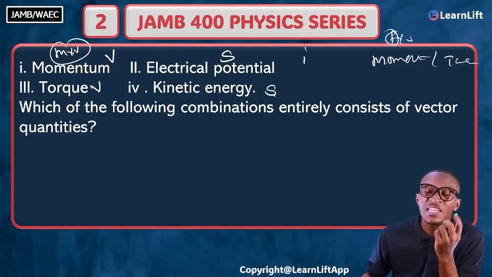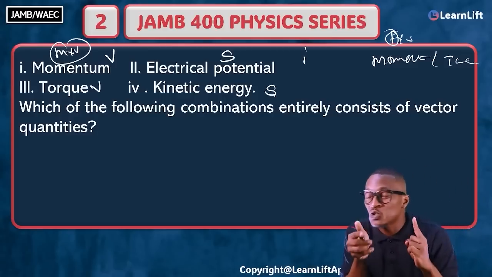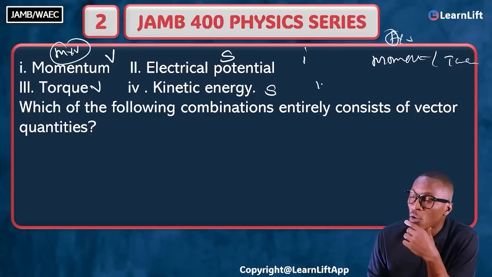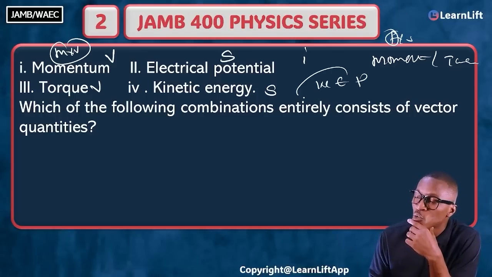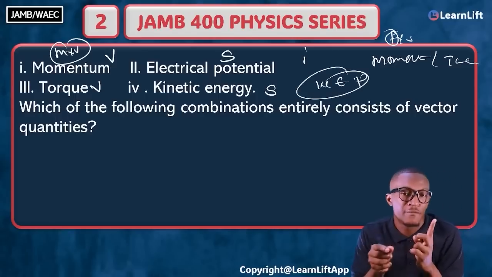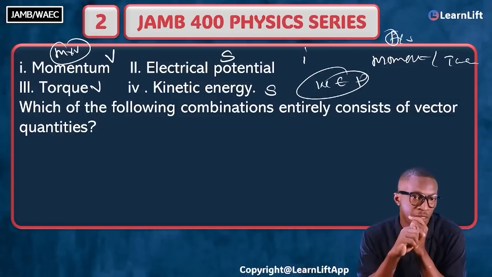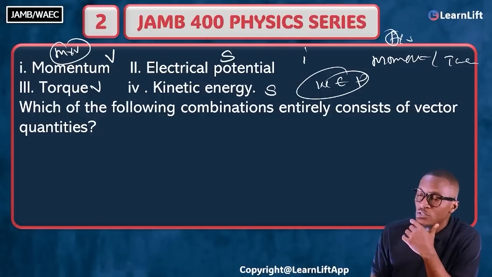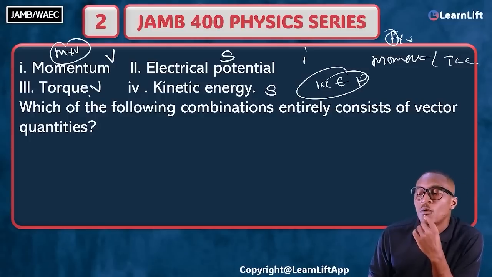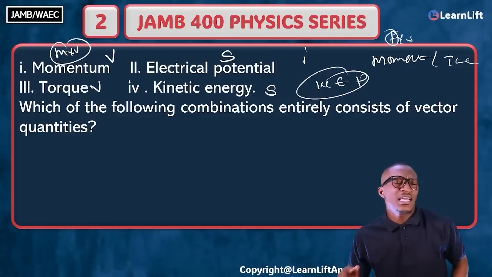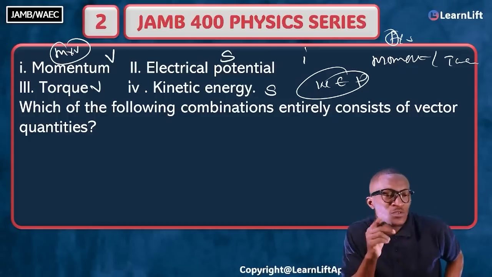Kinetic energy is scalar. Take note that in past questions, this popular topic, work, energy and power, you know, the three of them are scalar. Electric potential and EMF, they are scalar. Do you understand? So the question is which of these is a vector. Momentum is a vector. Moment is what? It is a vector. Do you understand? That's 1 and 3.